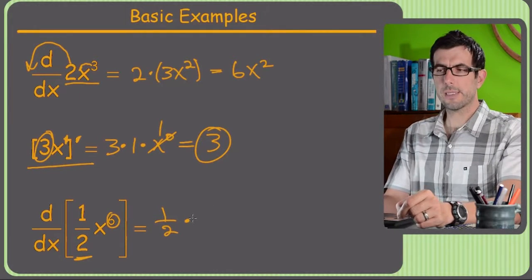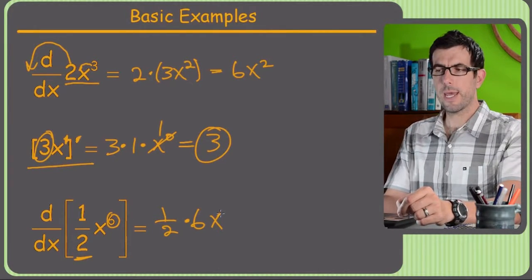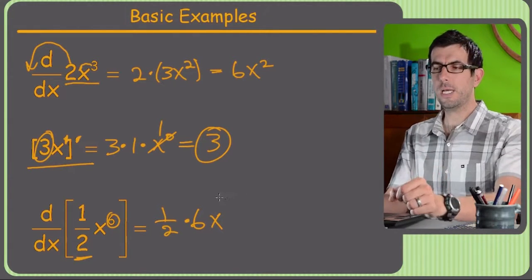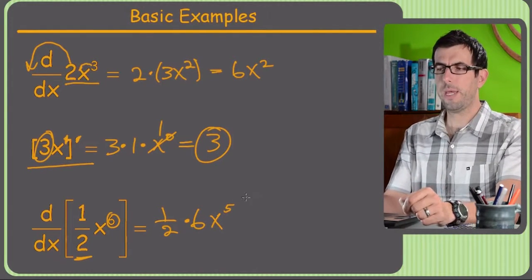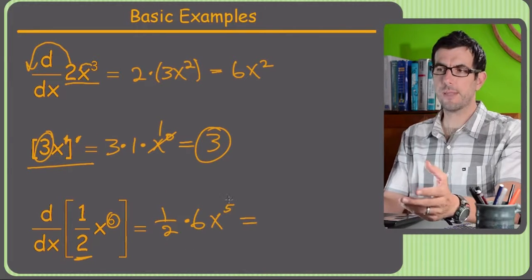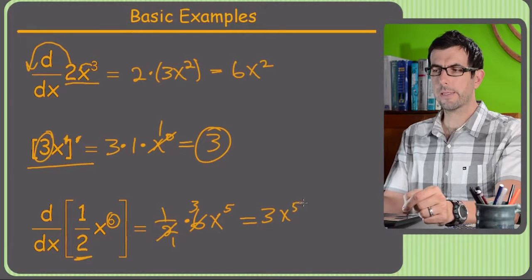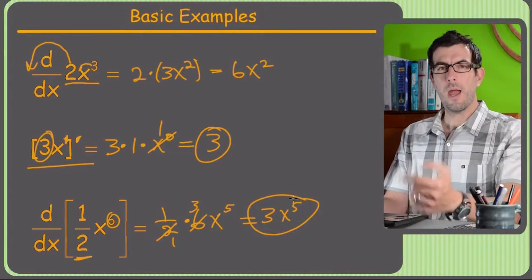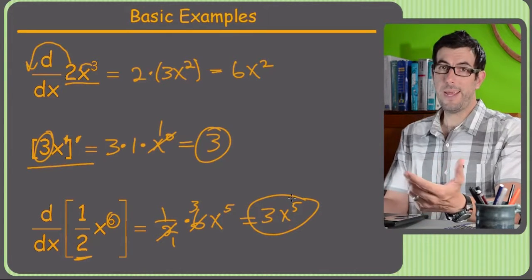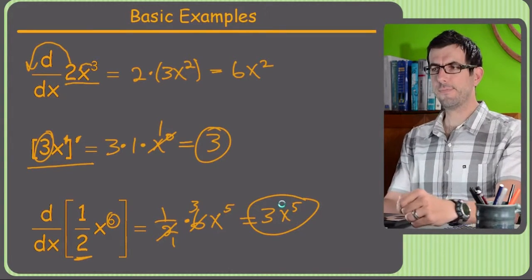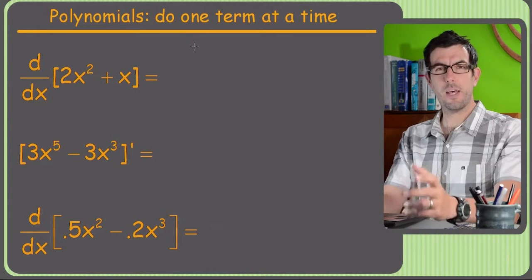So we're just going to take the 6 and move that out front. Then we got x, then our new power is 1 less than the old power, so 5. And of course, we could simplify this a little bit. 1/2 times 6 is 3. So we get 3 x to the 5th, and we're done. I know I'm hustling a little bit through this, but hey, the power rule, right? No big deal.